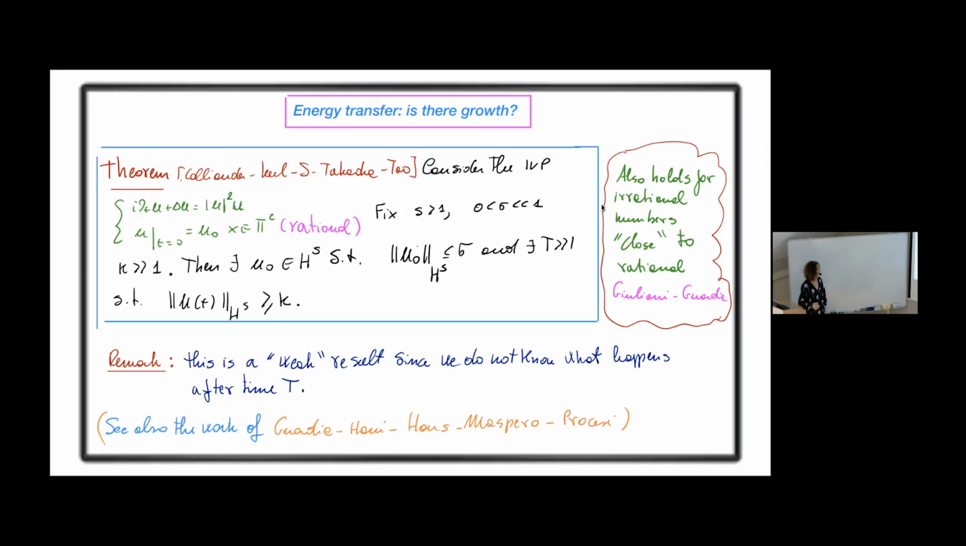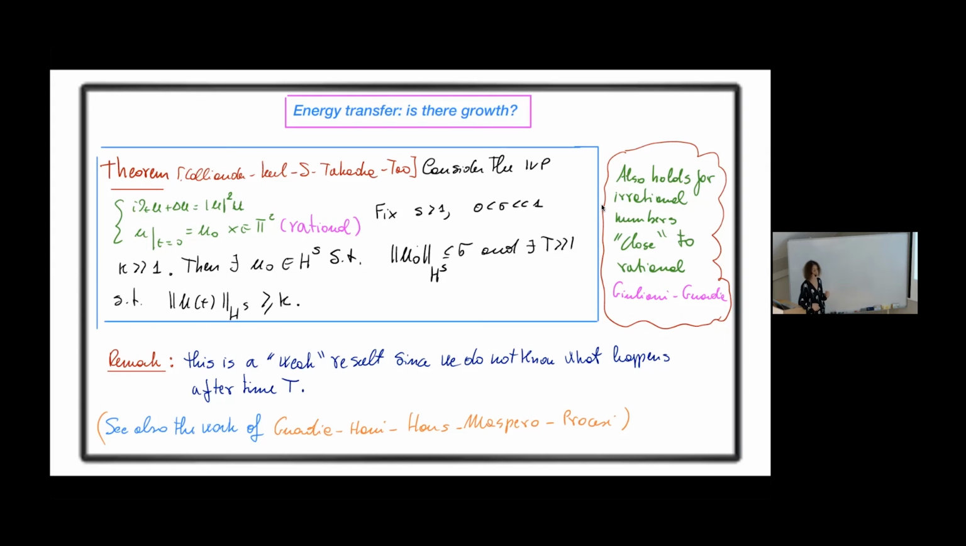Then I can construct for you, this is a constructive proof, an initial data u0, which is in H^s, which has a norm smaller than sigma. And if we wait long enough, then the value of the H^s norm of the solution is going to be larger than the fixed K.